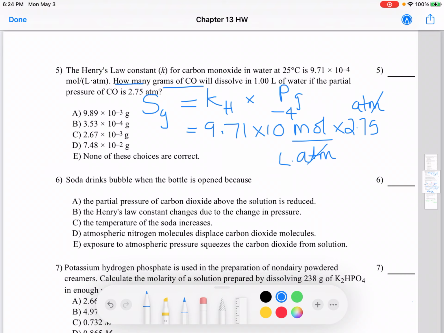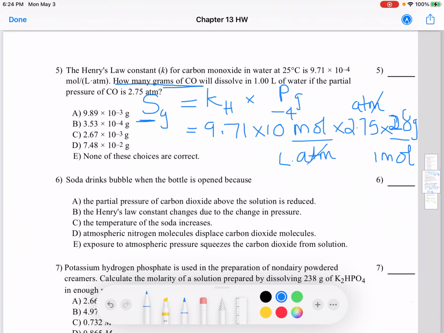It's asking how many grams of carbon monoxide will dissolve. Basically, that's a solubility. If you keep your answer like this, it will give you moles per liter, but you want in 1 liter, what is the mass? How many grams? How do you convert moles of carbon monoxide to grams? Using the molar mass. So 1 mole of carbon monoxide is the molar mass of carbon monoxide. Carbon is 12, oxygen is 16, so 28 grams, right? So you convert, 28 grams.